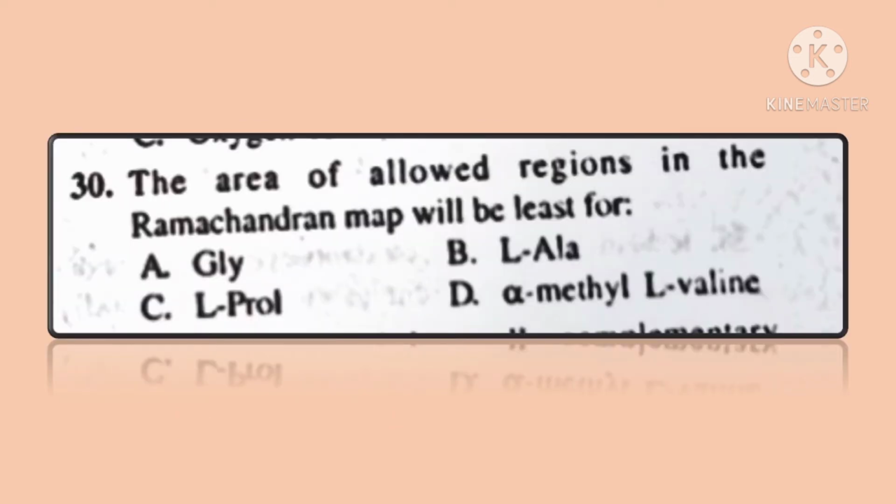The area of allowed regions in the Ramachandran map will be least for option A glycine, option B L-alanine, option C L-proline, and option D alpha-methyl L-valine. So, always students will go for option C, that is L-proline, which is the restricted one in the Ramachandran plot, but please look at option D also, that is alpha-methyl L-valine. Here the backbone of valine is restricted by a methyl group.